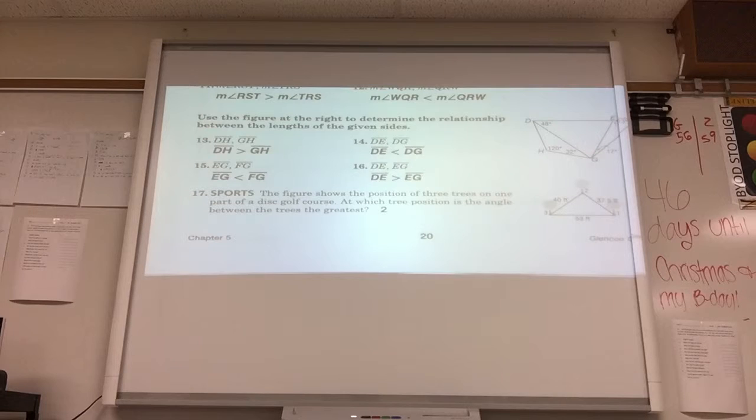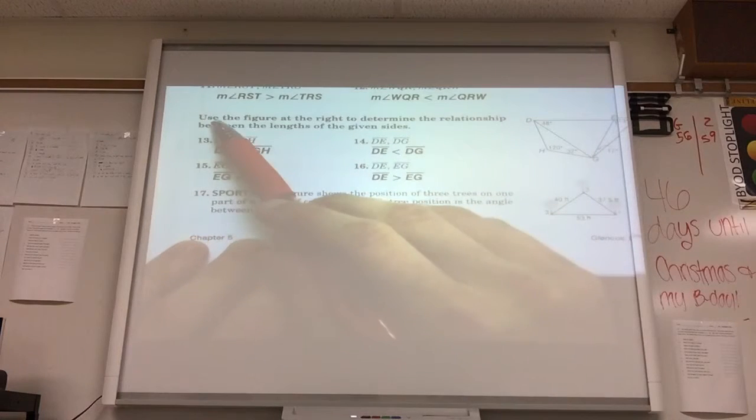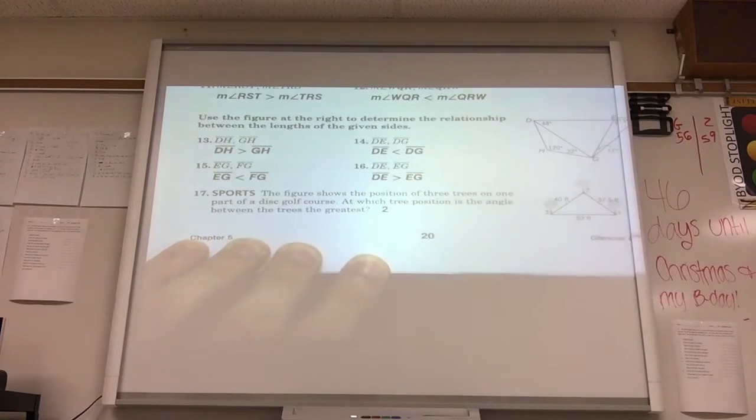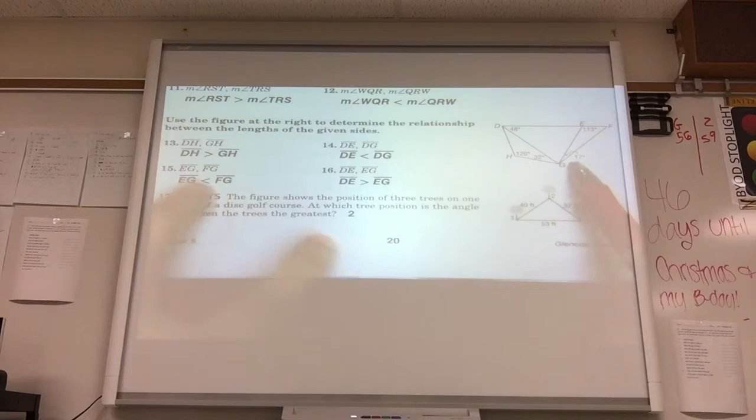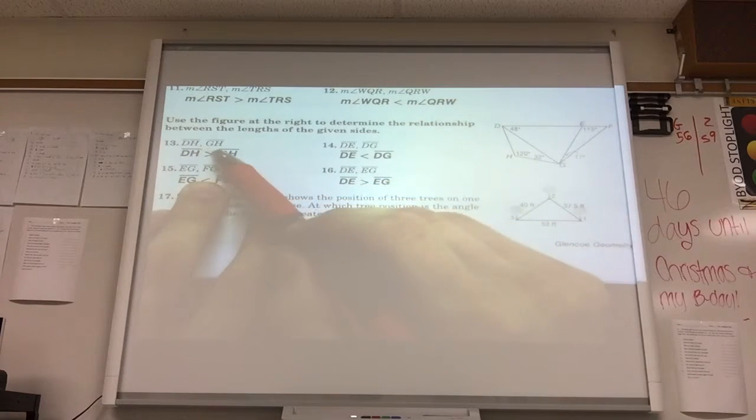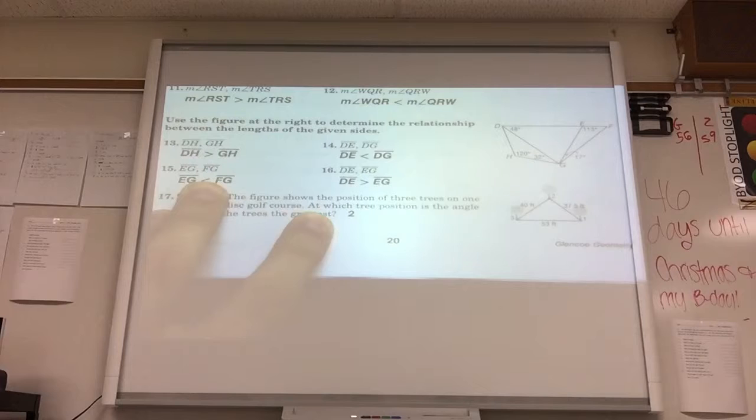So, the instructions say, use the figure to the right to determine the relationship between the lengths of the given sides. The figure to the right is just a bunch of angles, and we have to figure out the lengths. What's the relationship between DH and GH? DH is this right here, and GH is this right here. We don't know the length of GH in any relation yet because we don't know its opposing angle. Does that make sense?